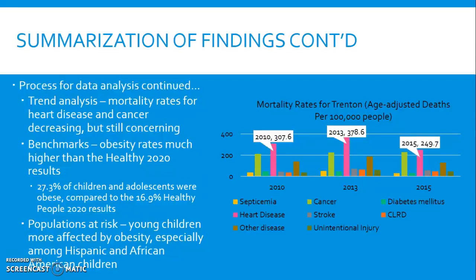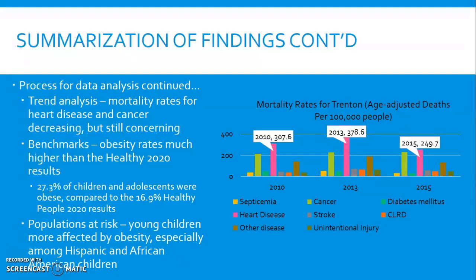Additionally, benchmarks were also used to analyze data. The child and adolescent obesity rates for Trenton, for instance, were much higher than the Healthy People 2020 results, 27.3% versus 16.9% respectively.